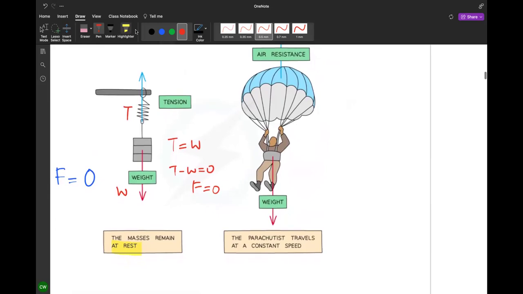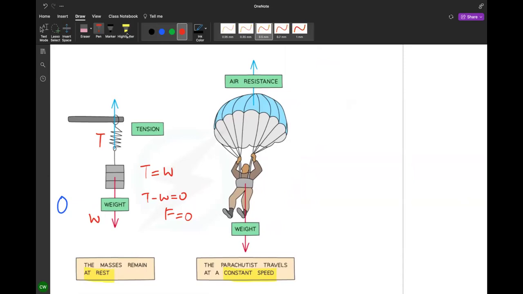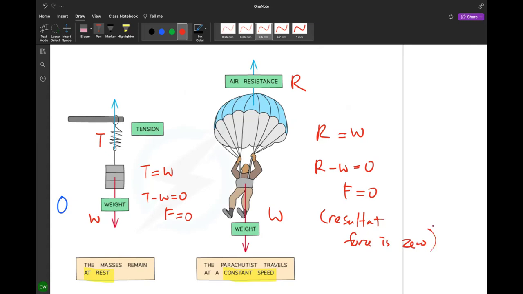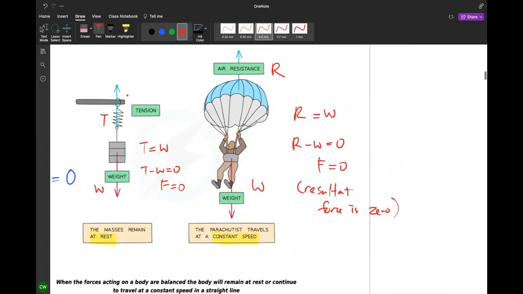Okay, this one is also balanced. Why? Because of the words constant speed. Constant speed means the speed doesn't change. So when they are balanced, the upward force is R, the downward force is W. R will be equal to W. So when R equals W, W minus R is again 0. So the resultant force is 0. So when something is not moving, then 0. When something is moving at constant speed, it's also 0.